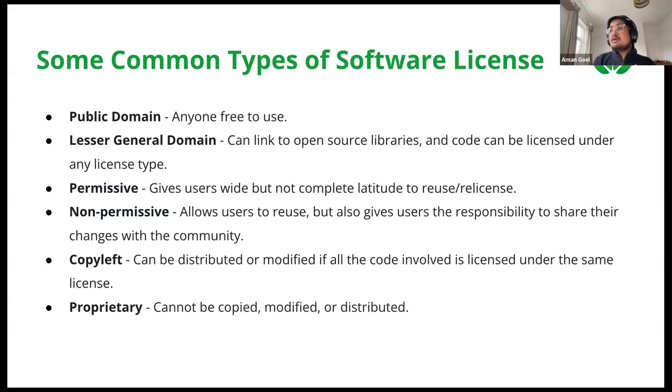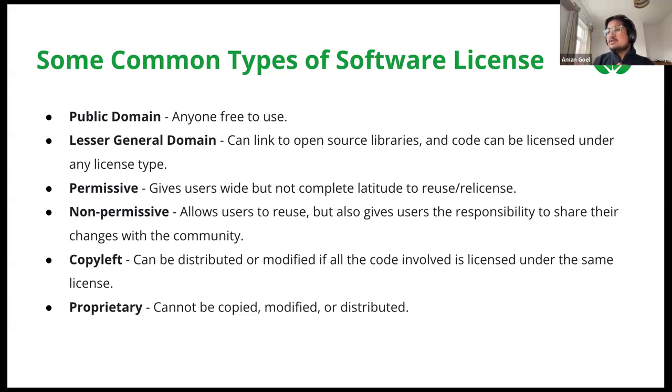There is the permissive license type, which gives users wide but not complete latitude to reuse. There's the non-permissive, which allows users to reuse but gives them the responsibility to share the changes with the community. There's copyleft, which can be used for distribution and modification if all the code involved is under the same license. So for example, there is license X, which is copyleft. If I define that, and if someone else adapts my project, they also have to use a license which is either the same license X or a license which is compatible with X. So it basically limits someone so that they have to share the work further under the same license.